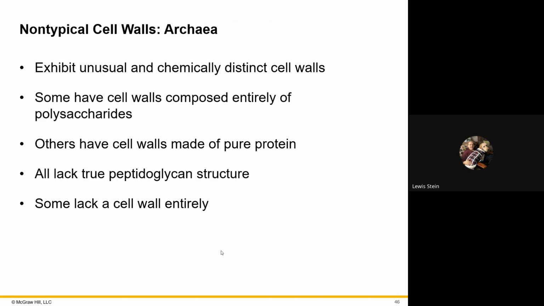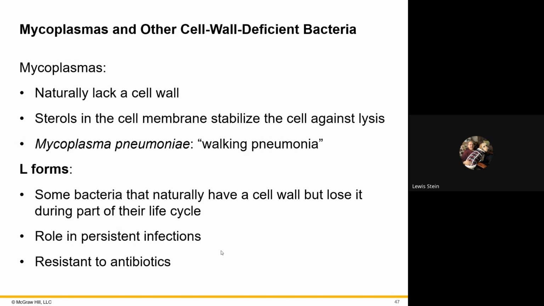And so archaea, atypical, we're going to skip it. Mycoplasma and other cell wall deficient bacteria. Here's the distinction. So read questions carefully and read the answers. Somebody who's trying to trip you up like me might have mycoplasma versus mycobacterium.